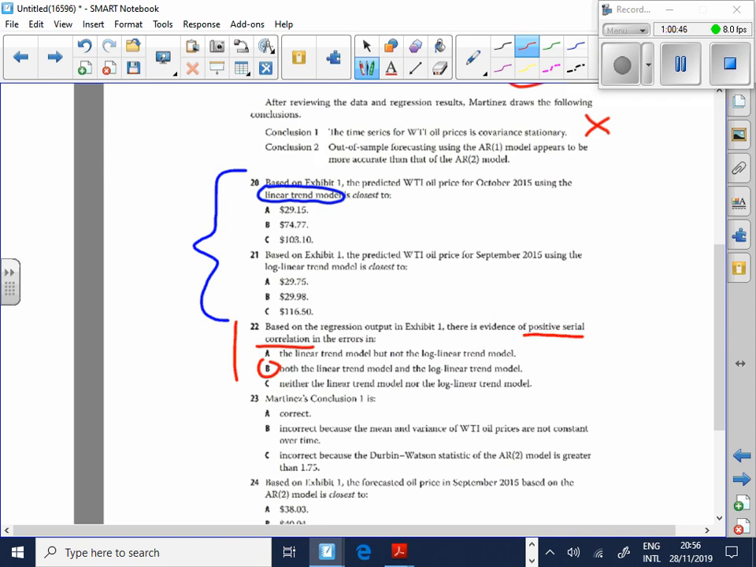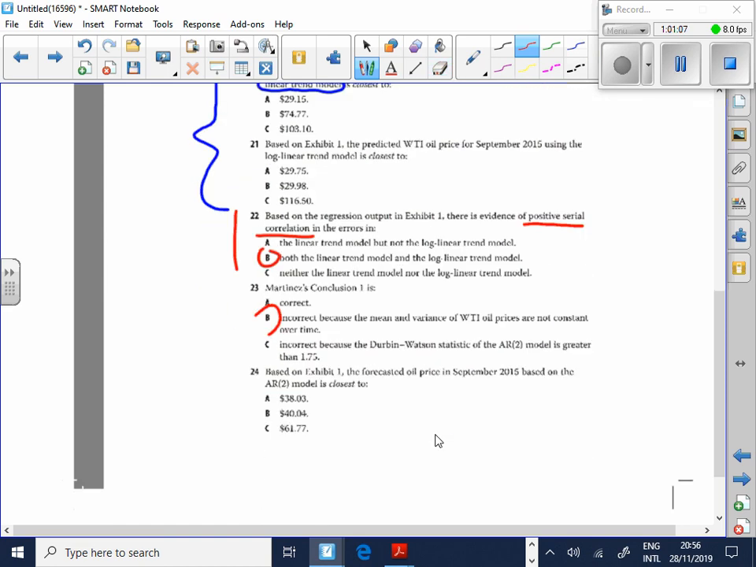But incorrect. Why? B or C? B is a bit easy because the mean and the variance are not constant over time. You guys happy with that? Please don't expect that in your exam. If you do, please also don't let out a squeal of delight because they will come and ask you what you are squealing about. Okay, good. Let's look at the next one.